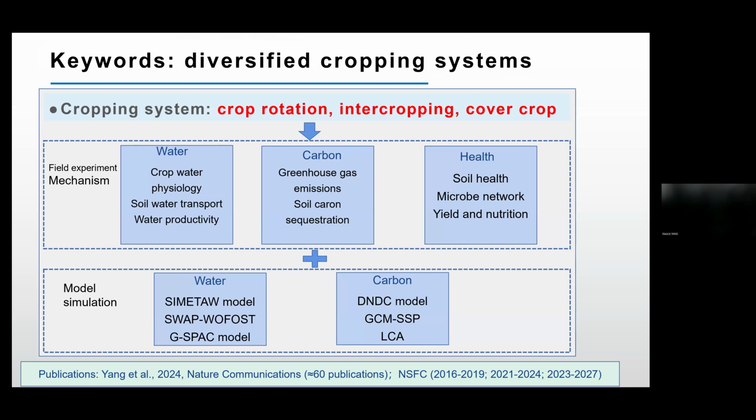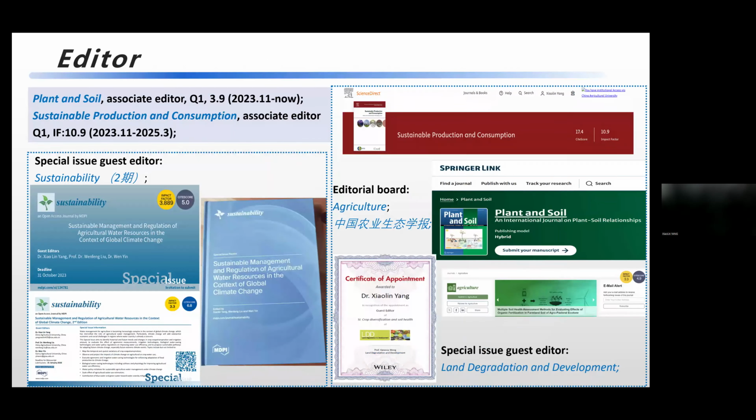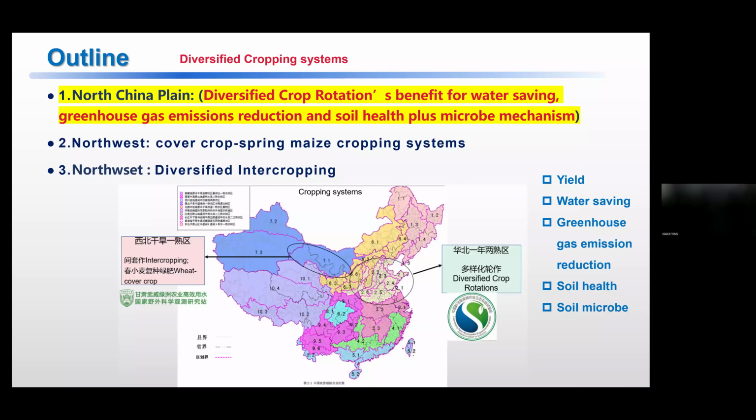I graduated from China Agricultural University and have 3 years of overseas study. My keywords focus on cropping systems like rotations, intercropping, and cover crops. My research covers soil water, carbon, and soil health, using field experiments with modeling simulations. I also take on a lot of editorial roles in my career. And today I will give my stories.